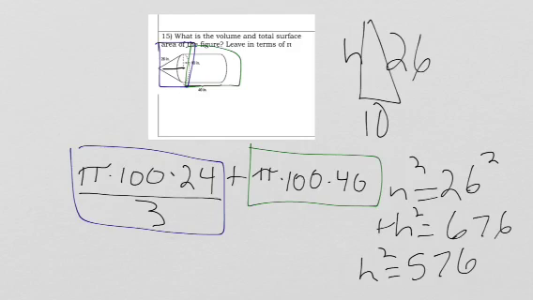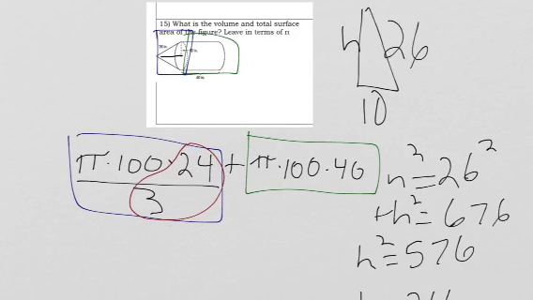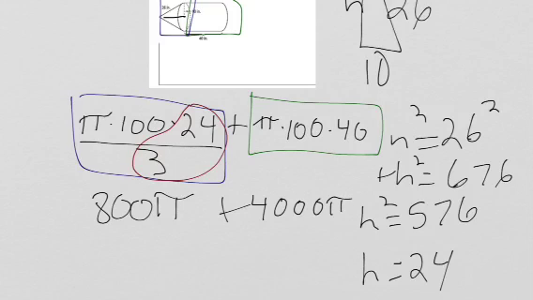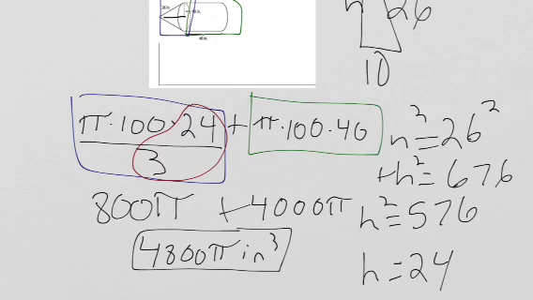All right, it tells us to leave this in terms of pi, so we're going to have to do some nice simplification here. So first thing we can notice is that 24 over 3, that's going to simplify to 8. 24 divided by 3 is 8. And 8 times 100 is 800. So this whole thing is going to simplify to 800 times pi. Okay, this whole thing, 40 times 100, that's just going to be 4,000 pi. So this is going to simplify down to 4,800 pi. It's inches, so we're going to do inches cubed. And that's our final answer in terms of pi.